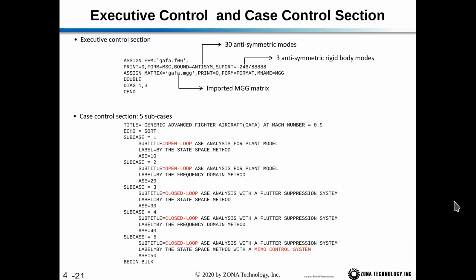And then finally, subcase 5 is the closed loop ASE analysis with the same Flutter suppression system using the state space method, but instead of SISO control elements, we're going to combine all of the control elements, which we'll see, into one single MIMO control element.